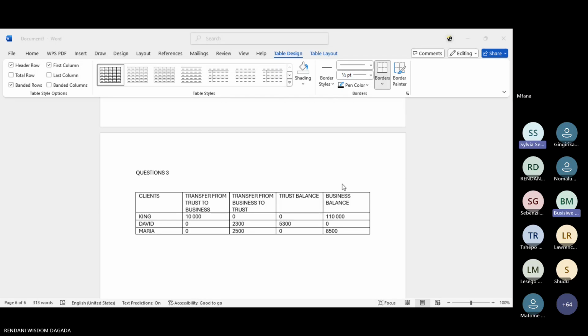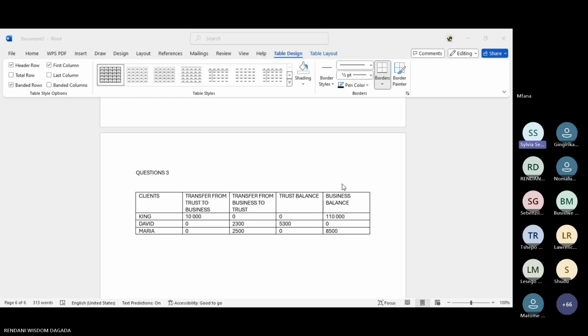If I have to explain it in simple terms, the 2.5 was not supposed to be in the trust balance. That is why we ended up with 0. So we took that 2.5 to the business. That is why we ended up with 8,500. So the trust balance will have a 0 because the 2.5 was not supposed to be in the trust balance. Are you following? So the trust was supposed to be 0.